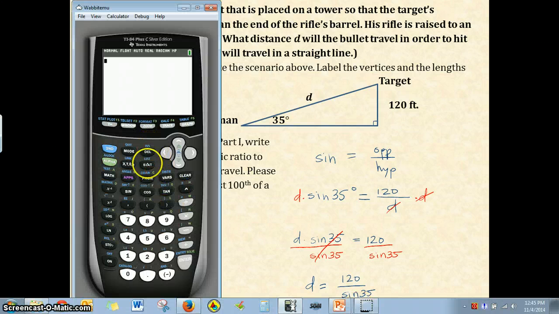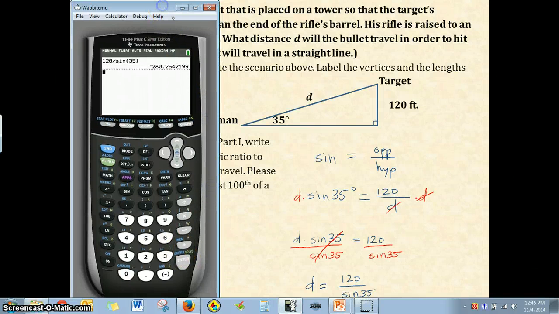So I open up my calculator and I do 120 divided by the sine of 35. Negative 280. That's not a very fun distance. So what's the problem? What did I do wrong here? My calculator starts off in radians mode, so I need to change that to degrees.